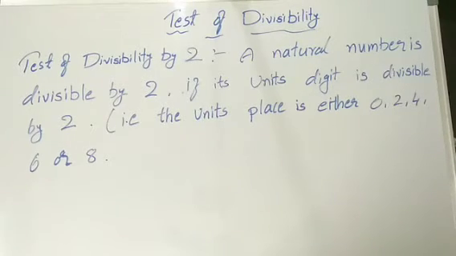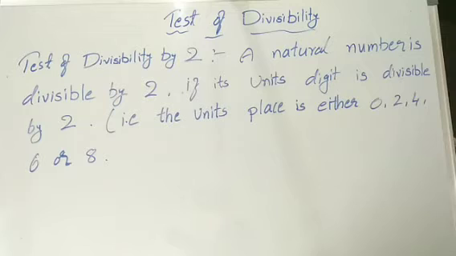The next topic is the test of divisibility. It means by taking different numbers, without doing the actual division, we check whether a number is divisible by that number or not. So that you are going to learn in this exercise. Here the first one is the test of divisibility by 2. Suppose you are checking whether a number is divisible by 2 or not; by seeing the number only we can say.